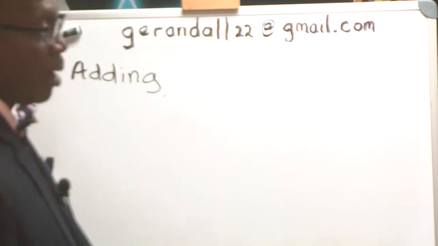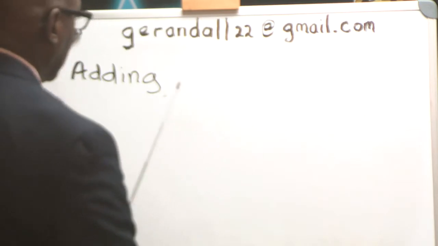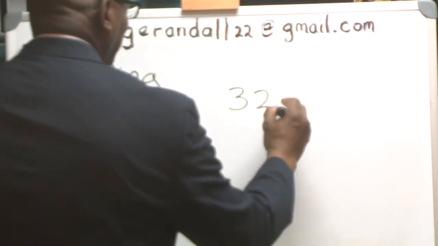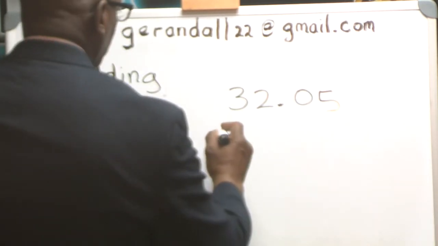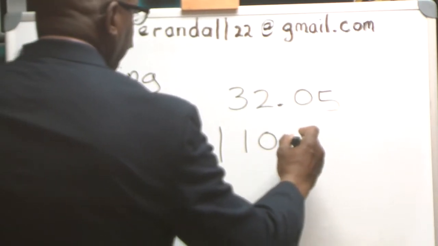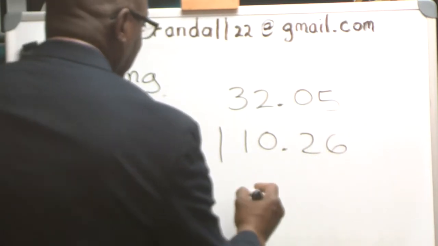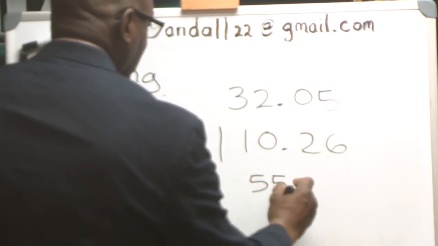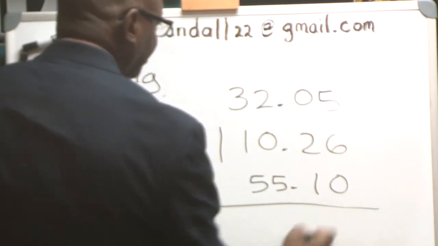And if you had an application where you bought a shirt that was $32, that's an expensive shirt, $32.05. A suit jacket, $110.26. And a pair of slacks, $55 and 10 cents. Again, everything is lined up.